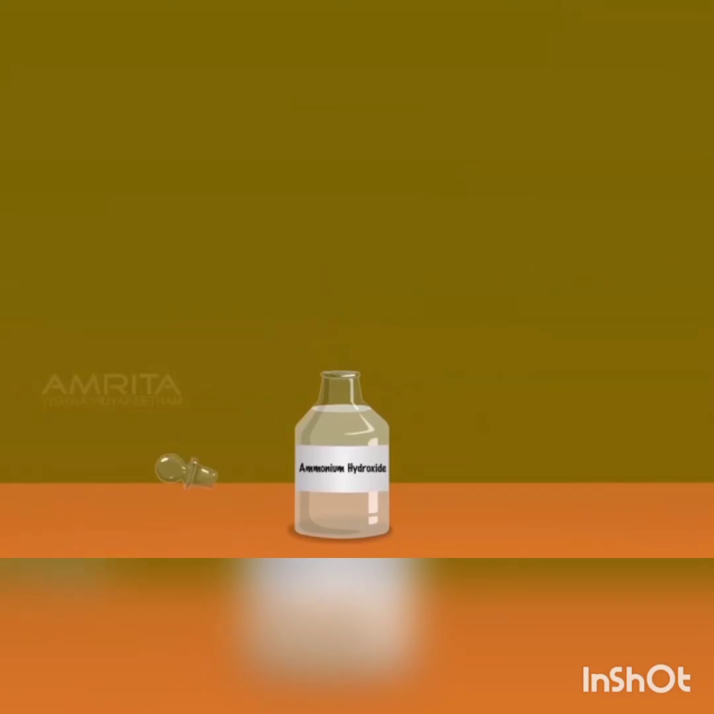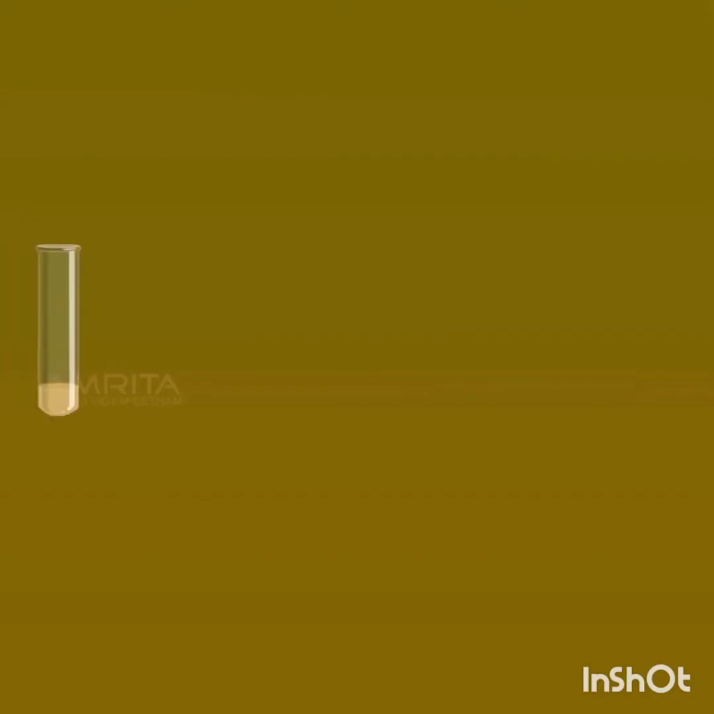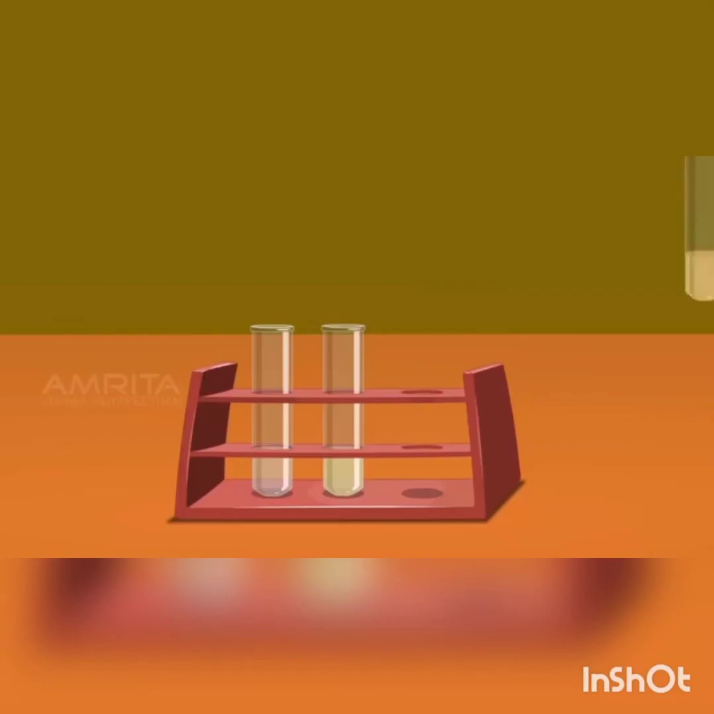Again, take ammonium hydroxide using the dropper. Take the test tube containing yellow precipitate of silver iodide. Add excess of ammonium hydroxide into the silver iodide precipitate and shake the test tube well. Silver iodide is insoluble in ammonium hydroxide solution.